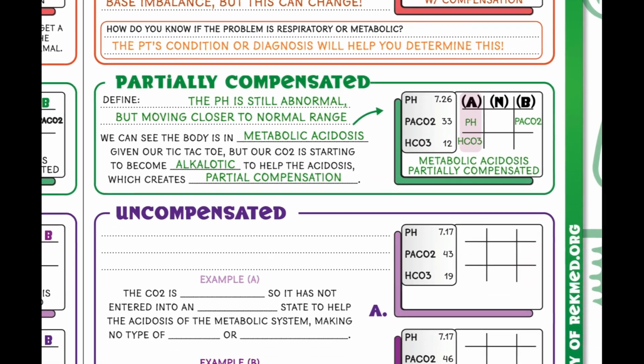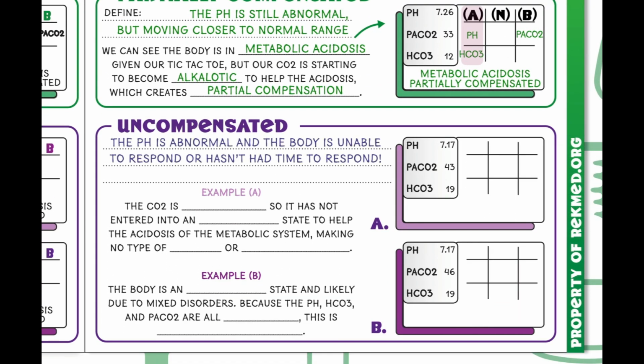And lastly, we have our uncompensated. So this is when our pH is abnormal and really our body is either not responding or it just hasn't been enough time for it to even start responding. So if we look at these two examples, we have our first pH of a 7.17 that is going to be in our acidic range. We have a CO2 in our normal range of 43, and we have our bicarb at 19. So this is also acidic. So we have a tic-tac-toe right here.